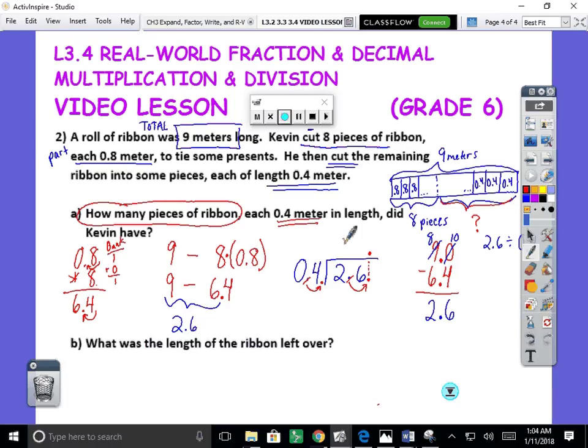4 goes into 2 not too many times. In fact, not at all. But what if I had 26? Could 4 go into 26? Oh yeah. 4, 8, 12, 16, 20, 24. 28 is too much. So I'm going to go for that 24. 4 times 6 will get me close. 4 times 6 is 24. We'll subtract. See what's left. 6 take away 4 is 2. 2 take away 2 is 0.